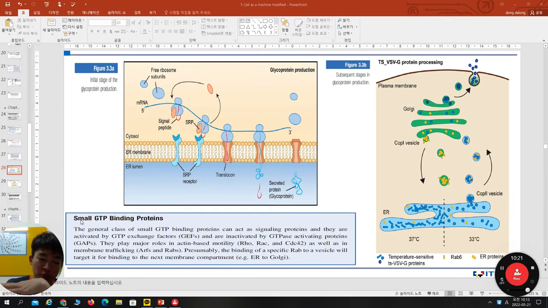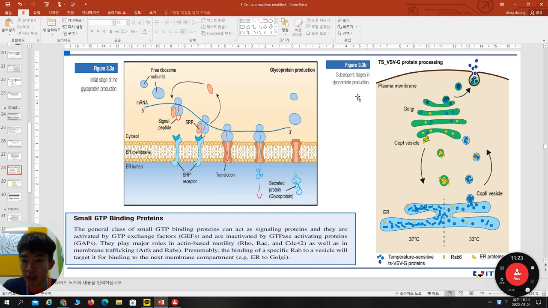So in this complex function, let's look at the small GTP binding protein. The general class of small GTP binding proteins can act as signaling proteins, and they are activated by GTP exchange factor GEF and are inactivated by GTPase. They play a major role in actin-based motility, Rho, Rac, Cdc42, which we are already familiar with, as well as in membrane trafficking, ARFs, RABs. Presumably, the binding of a specific RAB to a vesicle will target it for binding to the next membrane compartment as well. So this GTP binding protein doesn't have a single role. It has several roles, because the cell utilizes the same GTP binding protein for another purpose. Sometimes it can be used for actin-based motility, sometimes for membrane exocytosis. Okay.